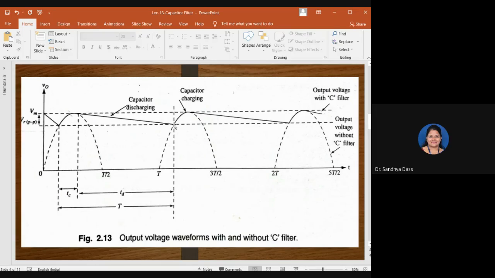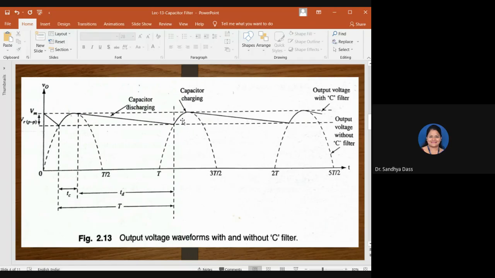So the input voltage is slightly above the voltage of the capacitor. At that point, the diode will be forward biased and it will complete the path, allowing the capacitor to charge again to the next maximum value, that is Vm.